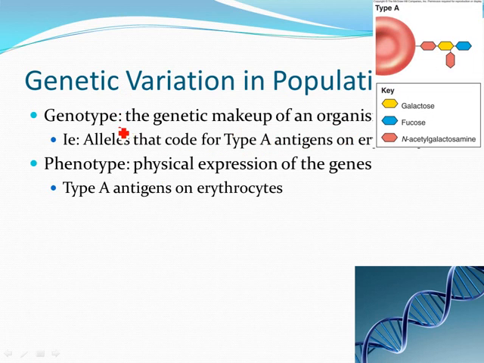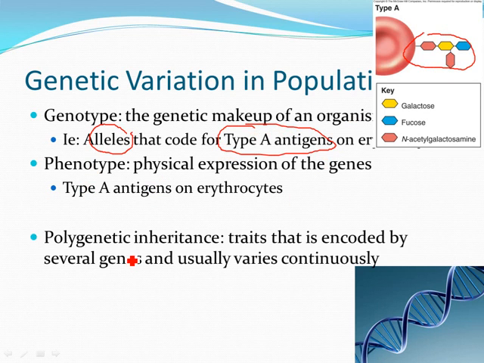So if we have alleles, this is part of our DNA that has this type A antigen, the phenotype therefore is the proteins that are made on the surface of the erythrocyte, and this is what gives us that type A antigen.